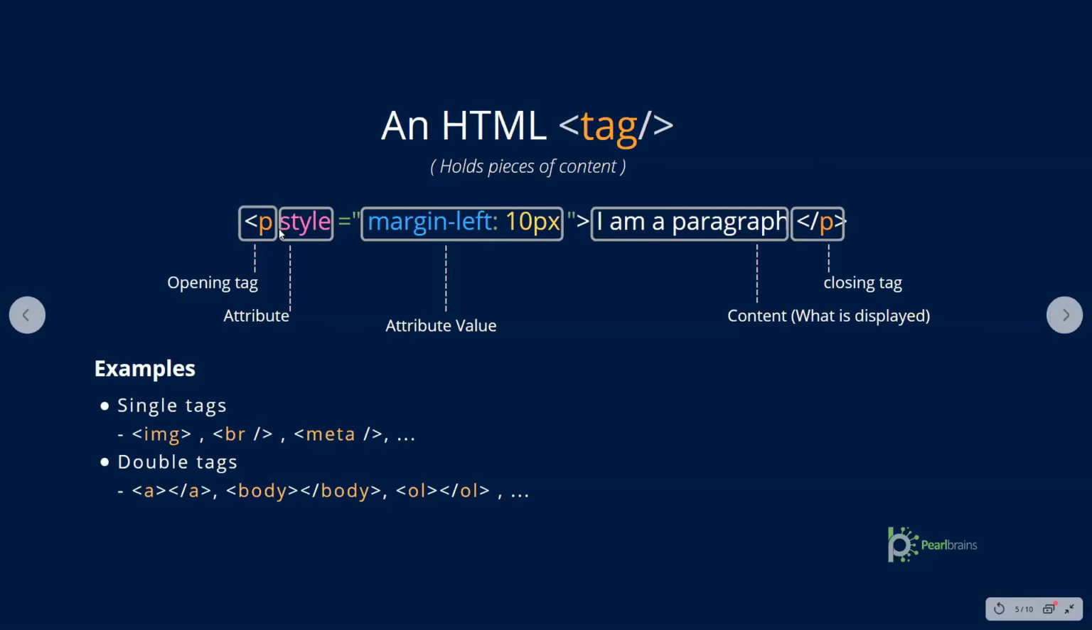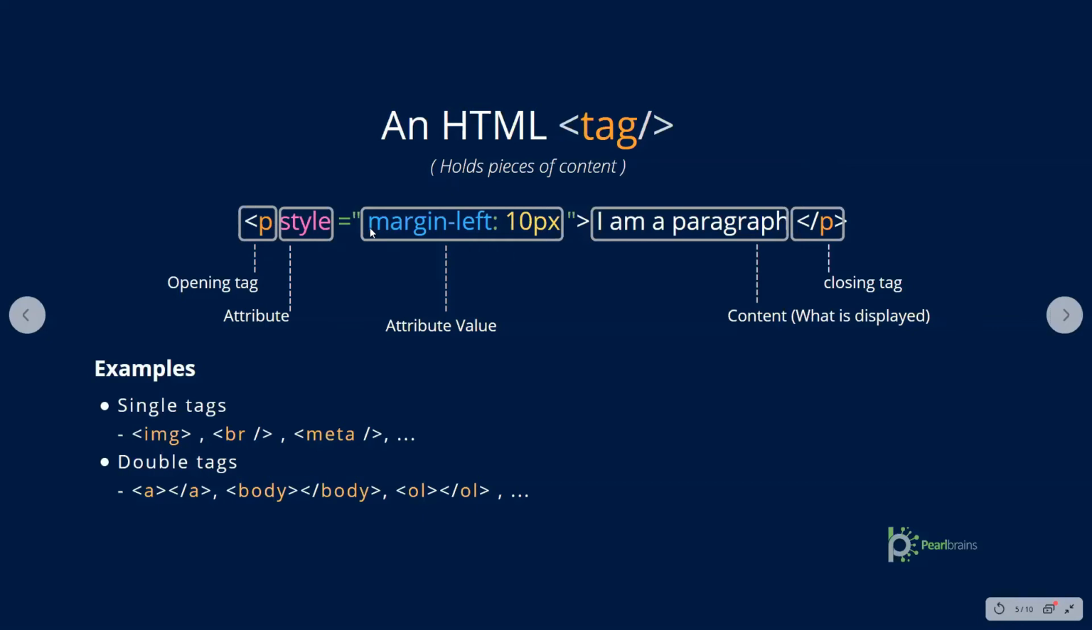So in the opening tag, we have the style attribute or characteristic. And then this is how we write. We say style equals, then open quotes. And then inside the quotes, you write the attribute value. So for example, here we want to style this paragraph and give it a margin on the left of 10 pixels. We shall look at all this in detail when we are looking at CSS.